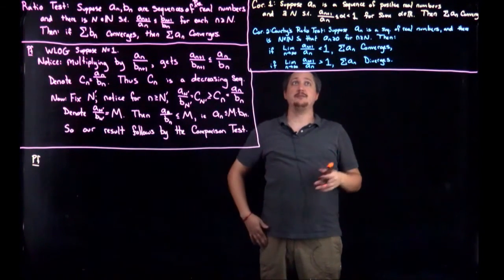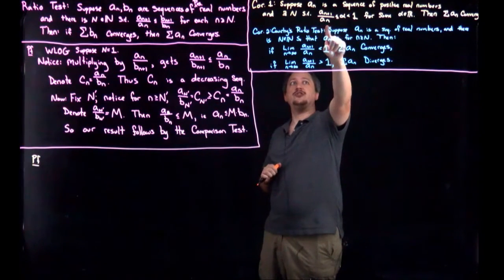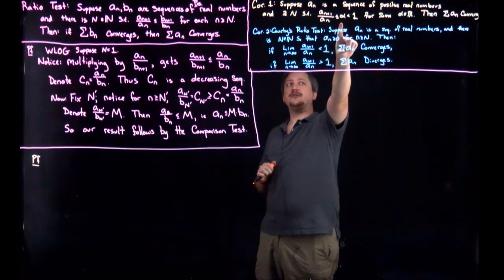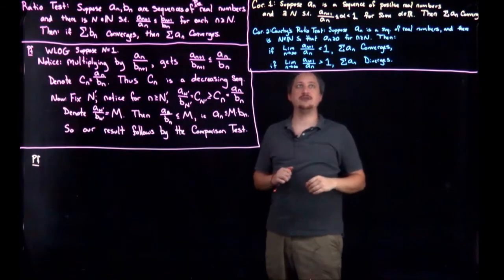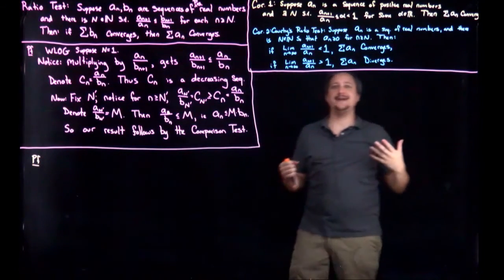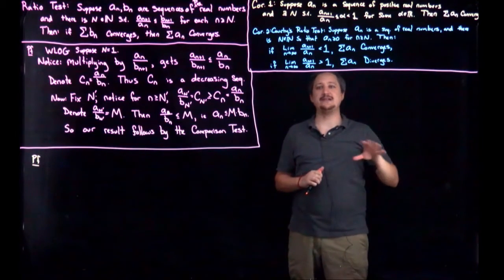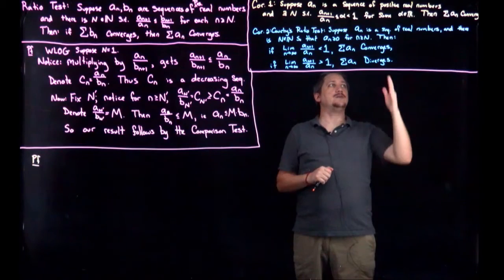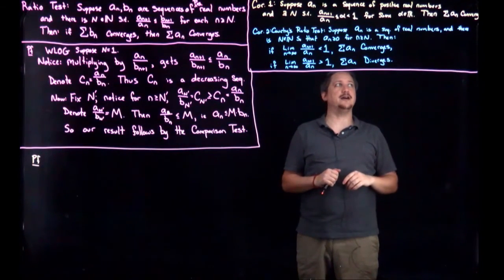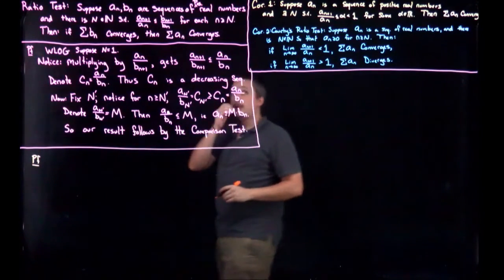And suppose there's some capital N so that this ratio is always less than or equal to alpha for some alpha that is less than 1 and is a real number, right? So alpha could be 1/2, it could be 0.999, right? But it's strictly less than 1, that's important. Then we're claiming that the series an converges.